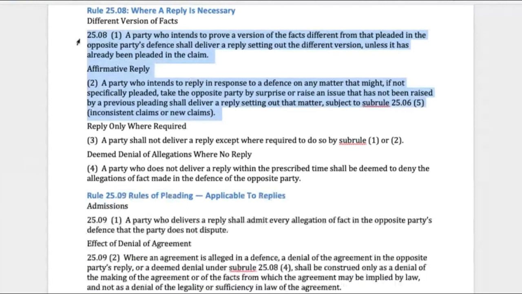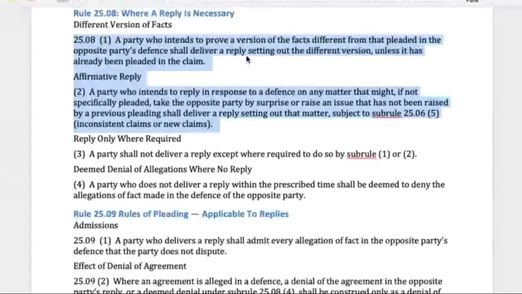So it's probably best to think of 25.08 sub 1 and sub 2 as not necessarily exclusive. They kind of support each other. They're both getting at the idea of avoiding surprises and of ensuring that any new assertions that are going to require proof and adjudication are put on the table. So I was perhaps wrong to suggest they're different categories. They're slightly different ideas, but I think they support each other. Okay.